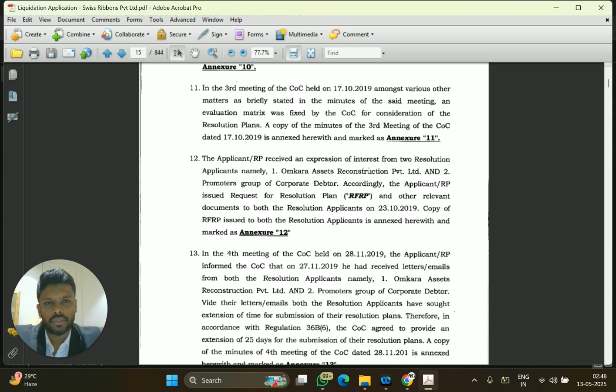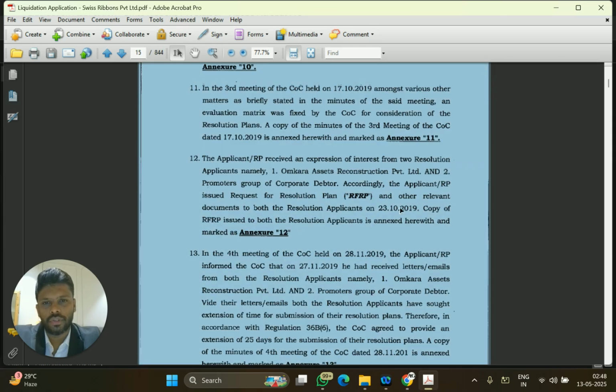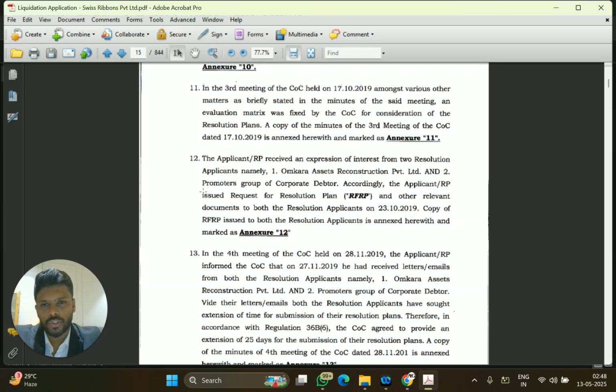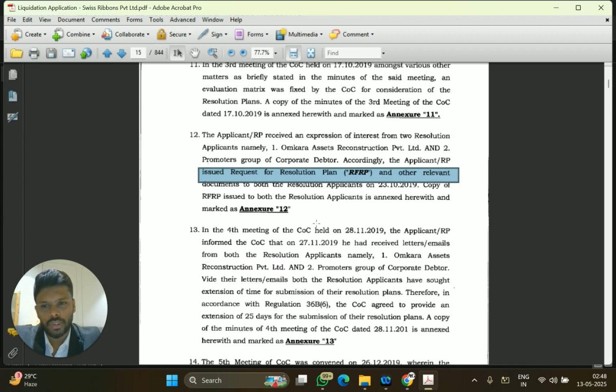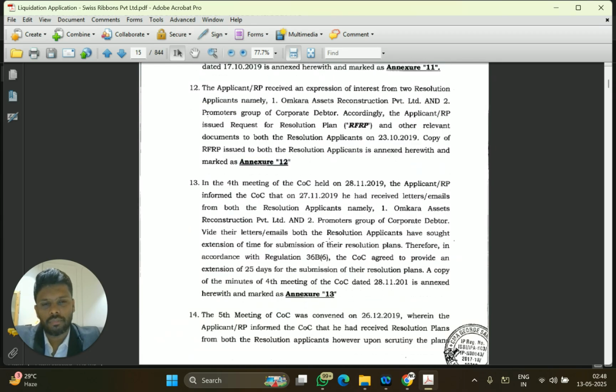So in this case, after the 2 resolution applicants came forward and submitted their expression of interest, the resolution professional issued the RFRP and other relevant documents to both the resolution applicants. I told you what the RFRP means. RFRP means request for resolution plan. It contains all the terms and conditions as to how the process for evaluation of resolution plans will be conducted and what do's and don'ts the resolution applicants have to follow while preparing the resolution plan.